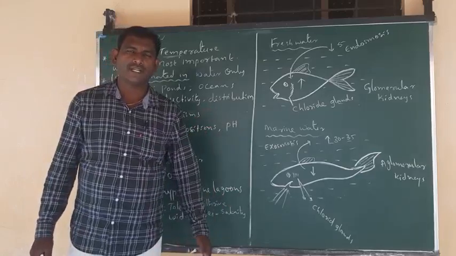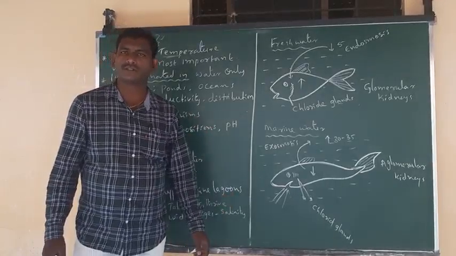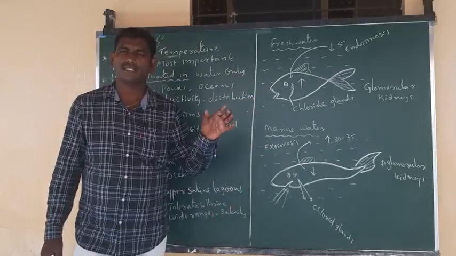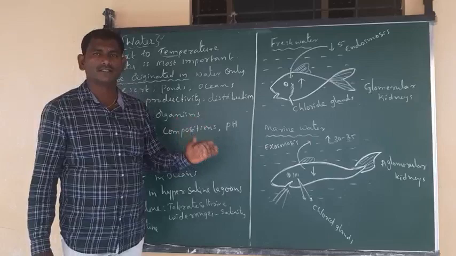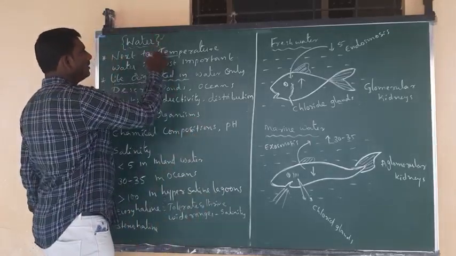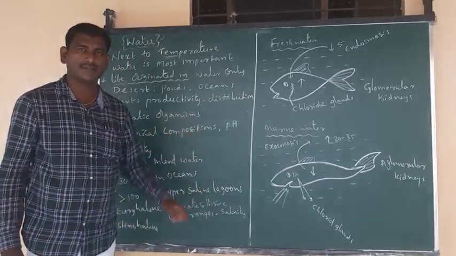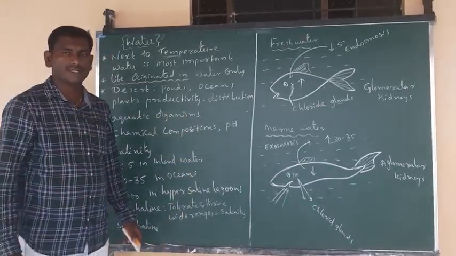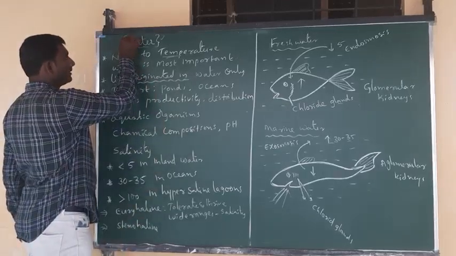Here, first of all, temperature is over. After temperature, the next priority goes to water. Among the four different types of abiotic factors, the first and most important factor is temperature, and after that the second most important factor is water. So water plays an important role. Of course, we know life originated inside the water environment only. But the priority goes to temperature first, and after temperature the next priority goes to water.